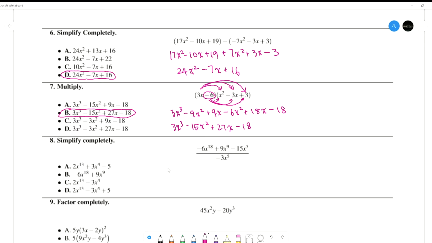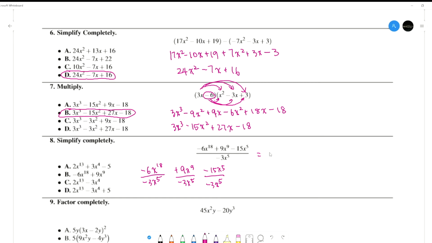All right, for number 8, we have to divide all the terms in the numerator by negative 3x to the 5th. So if you write them out separately, this is what it'll look like. Just like that, right? So plus 9x to the 9th over negative 3x to the 5th, minus 15x to the 5th over negative 3x to the 5th. This is what it would look like separately. I don't bother writing this out. I just do it, right? So what do I get?